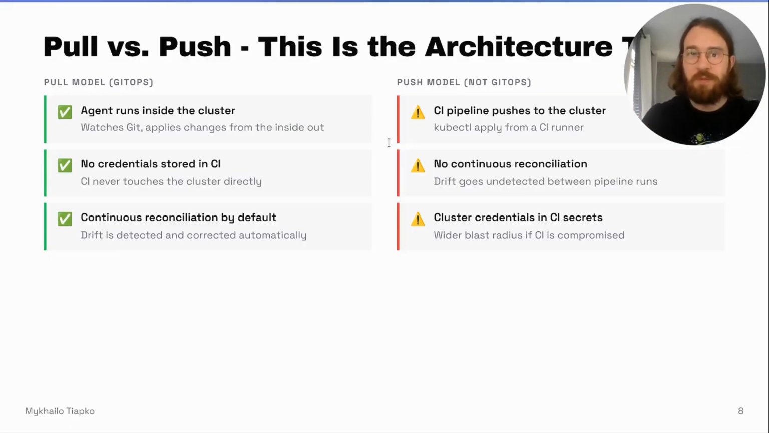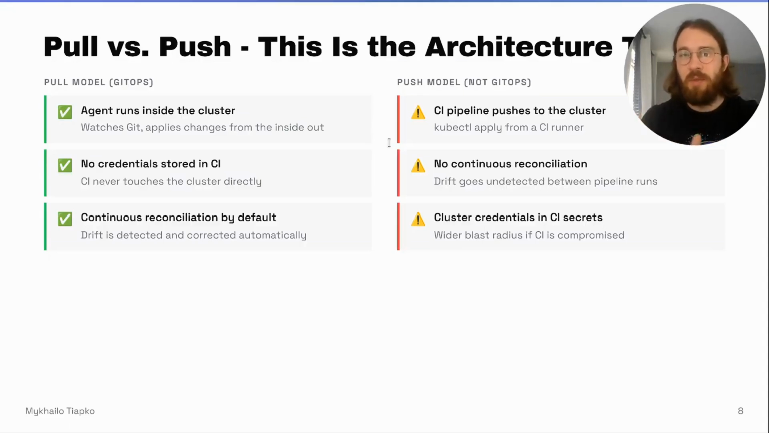GitOps patterns is 20%, and the core of it is the pull model versus the push model. The pull model is about an agent that runs inside of the cluster. It watches Git, applies the changes from the inside, and doesn't hold any credentials in the CI. And the push model is about the pipeline running kubectl or Helm apply or whatever commands you can run from the CI. And it looks like a deployment, but it's not GitOps.